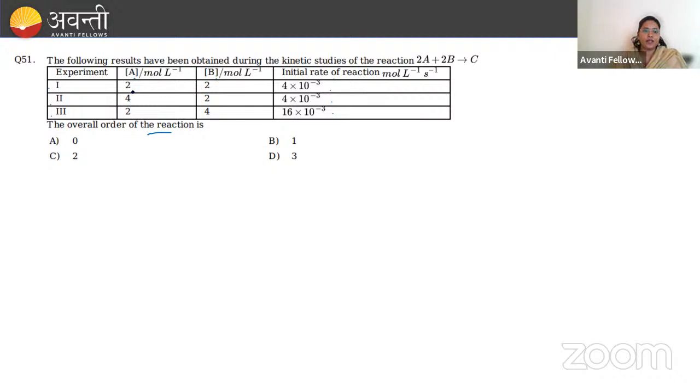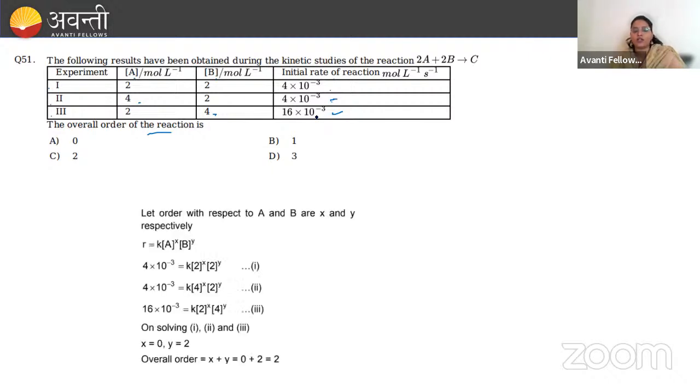You can see in the first experiment, A and B concentrations are equal and the initial rate is this much. When you double the concentration of A, there is no difference in the initial rate. But when you double the concentration of B, there is an increase in the initial rate. So the rate of the reaction depends upon whose concentration? It depends upon the concentration of B.